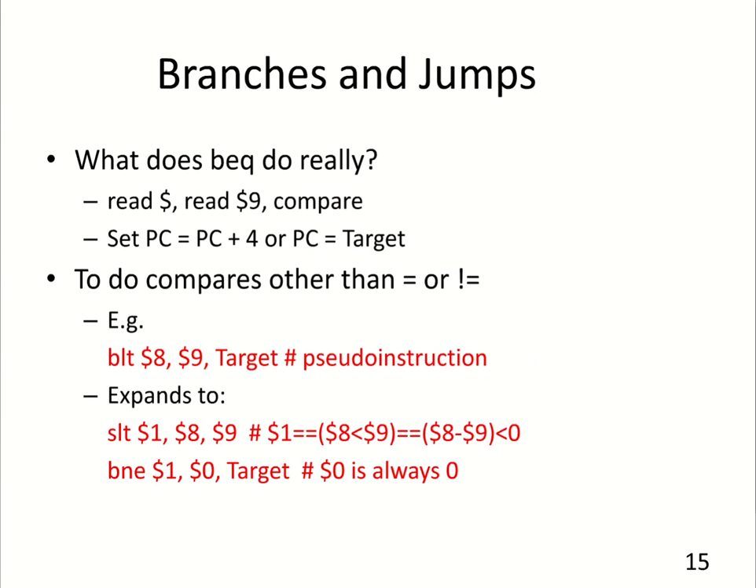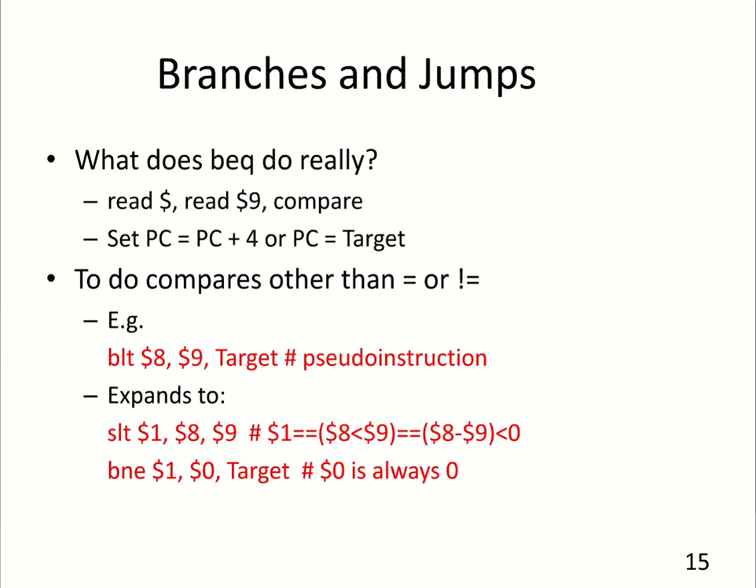So what does the branch equal really do? Well, it does really two things. It reads the two registers, 8 and 9, and compares them. Then depending on the result of the comparison, it sets the PC either to the fall-through path, which in this case is just PC plus 4, or, if the comparison is satisfied, to the target address, in this case the exit label at the bottom of the loop. PC, of course, is the program counter, which always points to the next instruction that you're going to fetch after you finish this instruction.